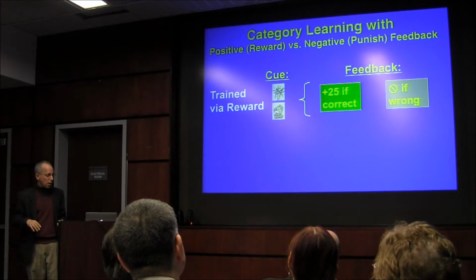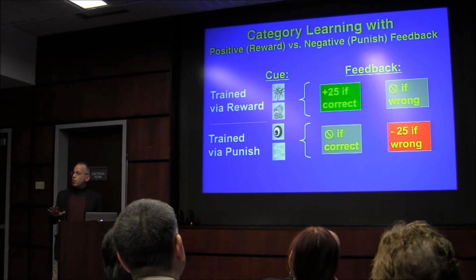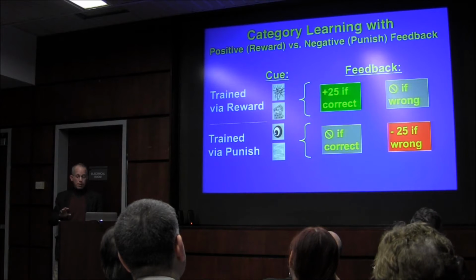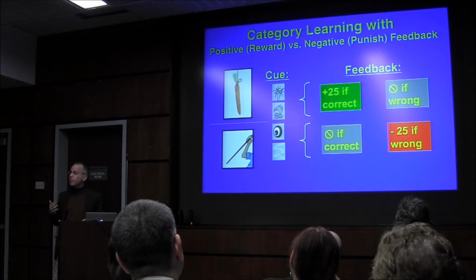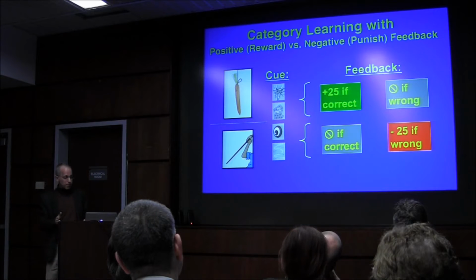And the other half of the trials are trained by punishment only. So if they get the correct response, there's no feedback. And if they get the wrong response, they get negative feedback. So the no feedback trials are ambiguous. And in this way, we can begin to measure whether people are more sensitive to being trained by the carrot or by the stick. And it's these individual differences that we'll measure in a variety of different ways.